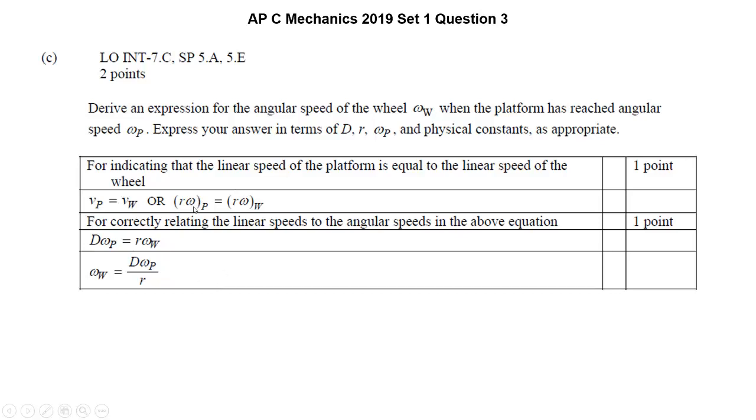Personally, this isn't the way I would write it. I would write it as omega p r p and omega w r w, but you get the idea. And then you have to plug in the correct variables, because you want your variables expressed in these terms, which is d, r, and omega p and physical constants, which don't really come into play here. So we plug in a d for the distance where the platform is, right, where the wheel is, right? And this is the r of the wheel, right, because it's the outside of the wheel we're talking about, and there's our answer.